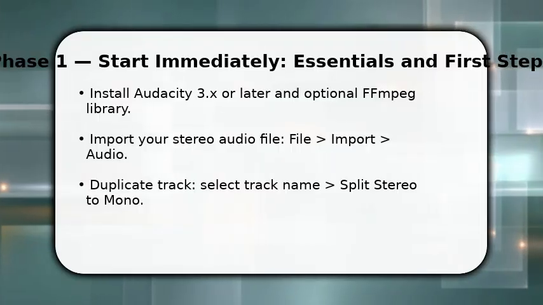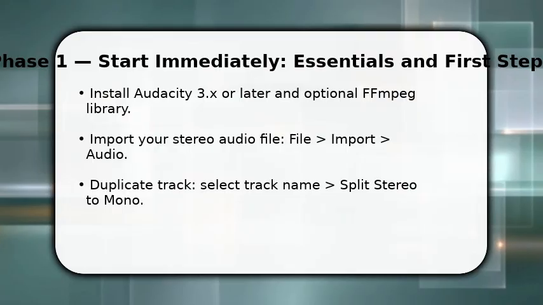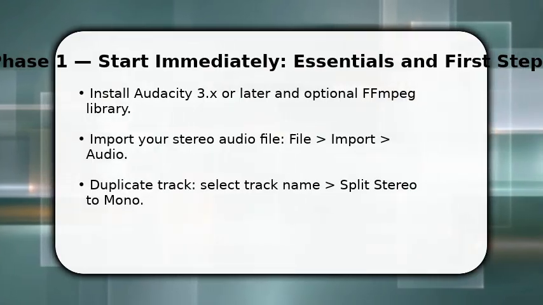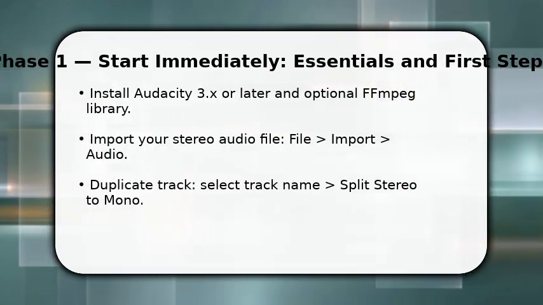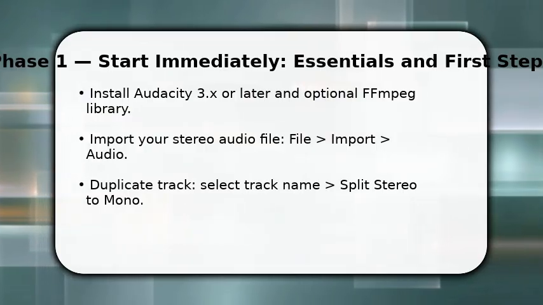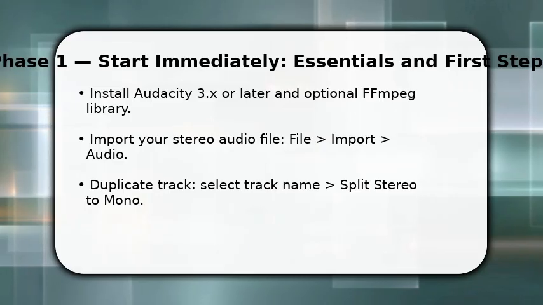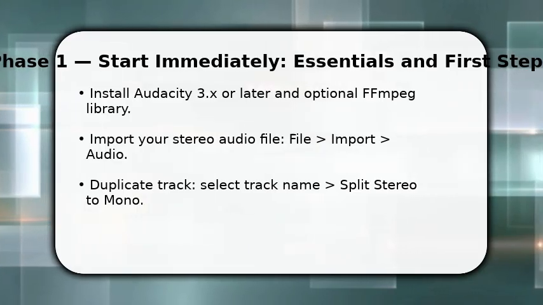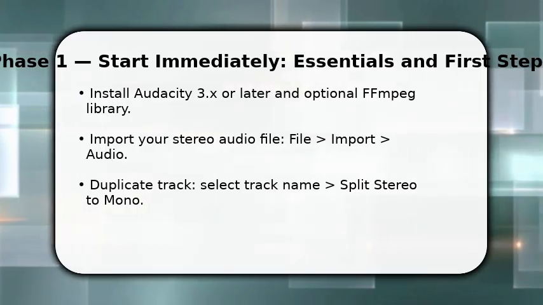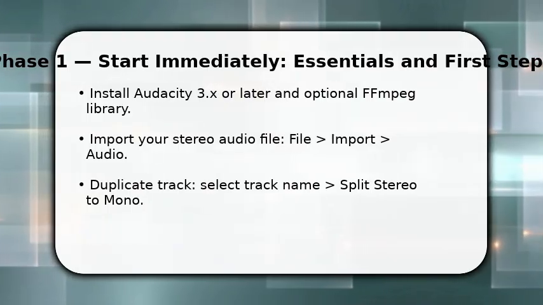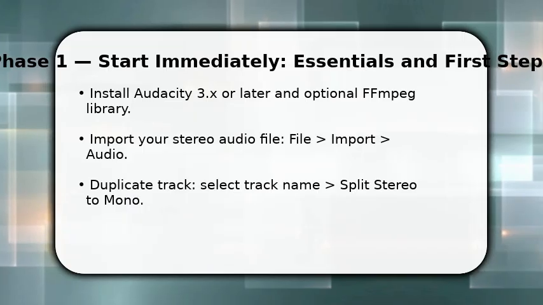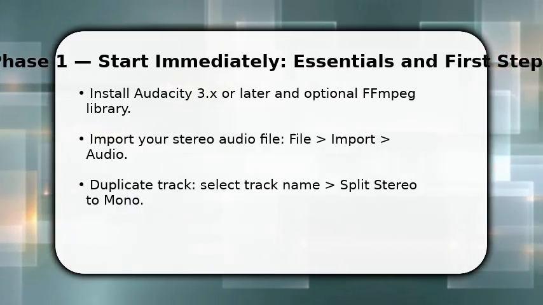You begin by preparing Audacity and your file. Make sure Audacity 3.x or later is installed and that FFmpeg is available if needed. Import the stereo audio file now, then right-click the track name and choose Split Stereo to Mono so you have left and right on separate tracks. Once split, mute one track briefly to confirm left and right content.